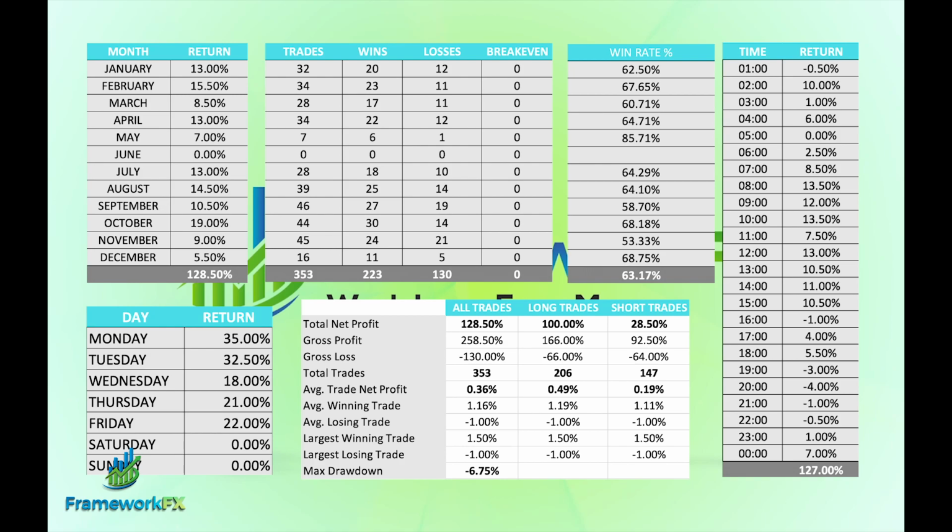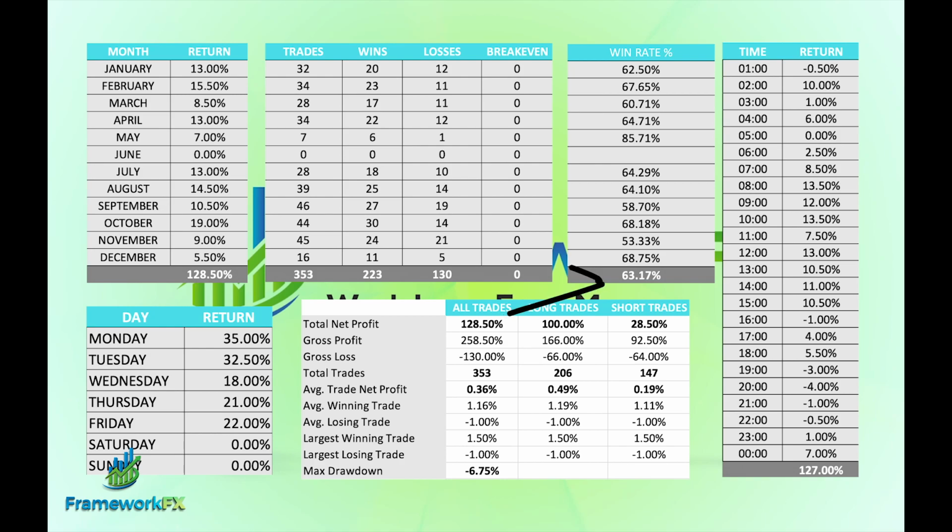So the first thing that we need to look at is obviously the profit right here, plus 128.5%. Now, it's important to say that I tested this over the last 11 months of data, so it's from July 2020 to the first week of May 2021. Okay, and this is based on risking 1% per trade, so 128% over 11 months.